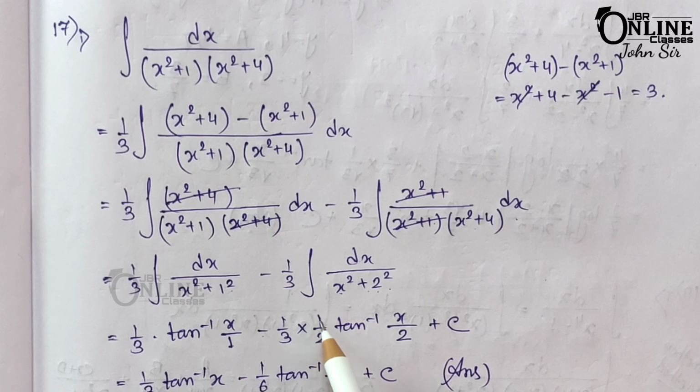So now you can write this one as a by t plus 1 plus b by t plus 4. Then t equals a into t plus 4, plus b into t plus 1. Now if t equals minus 1, then a equals minus 1 by 3. If t equals minus 4, then b equals 4 by 3.